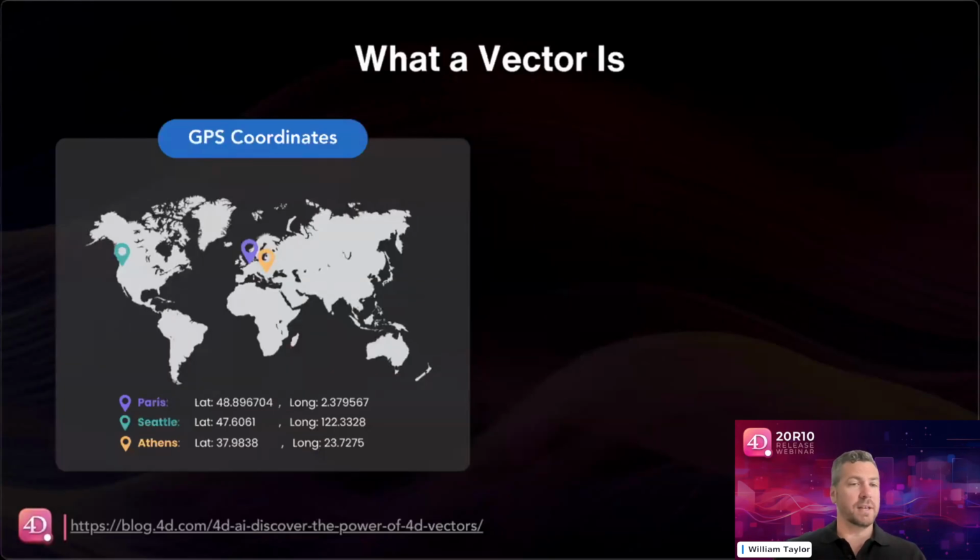So what exactly is a vector? Now, at its core, a vector is just a list of numbers. Nothing more, nothing less. Think about GPS coordinates. To locate Paris on a 2D plane, you don't describe it with words. You don't say, go to London and turn right, whatever. You give it two numbers, latitude and longitude. For example, 48.89 and 2.37. That's all it takes to pinpoint more or less Paris on a map. No keywords needed.